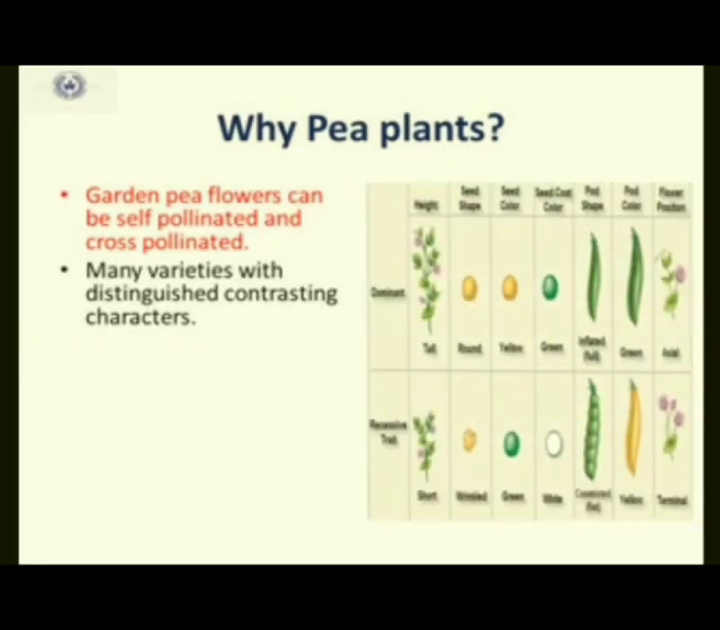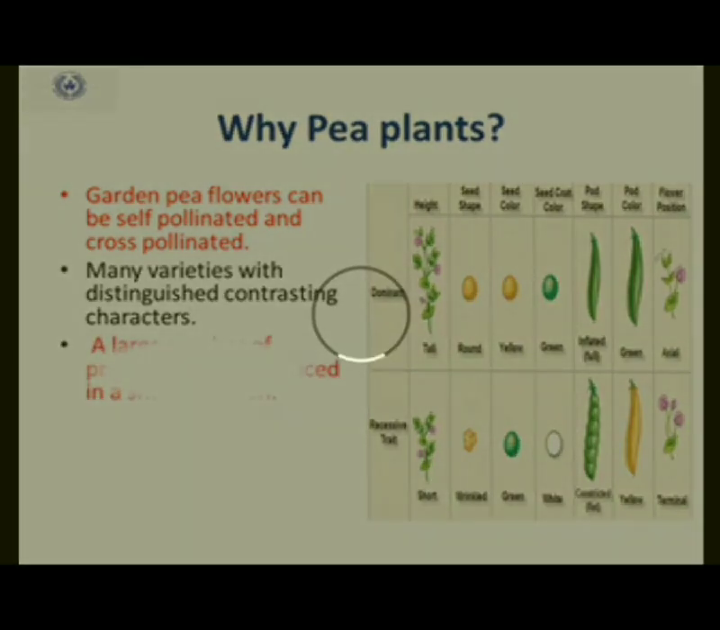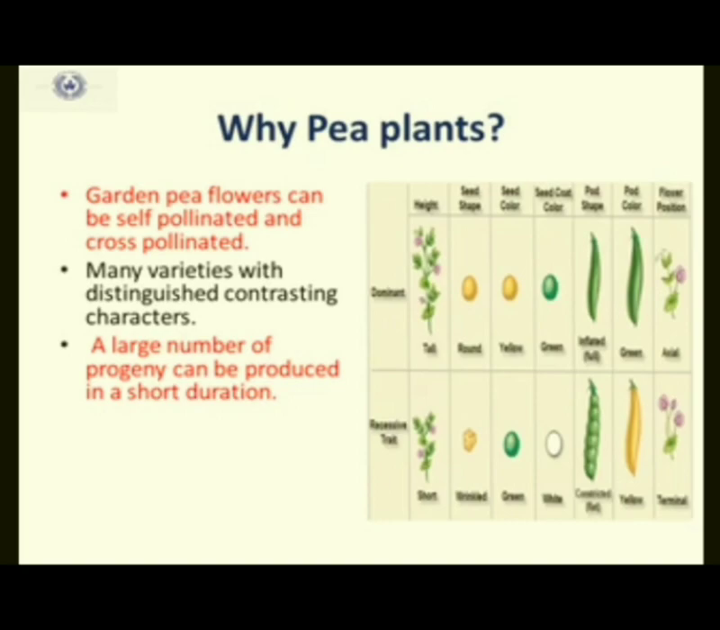These are certain traits Mendel studied in pea plants, like the height of the plant, tall or short. Seed shape, round or wrinkled. Seed color, yellow or green. Seed coat color, green or white. Pod shape, inflated or constricted. Pod color, green or yellow. Flower position, axial or terminal. Flower colors. So all these characters Mendel studied in the pea plants.